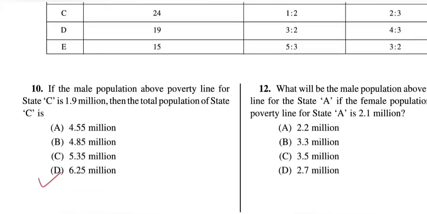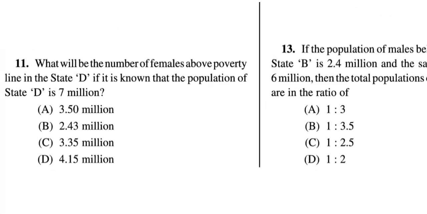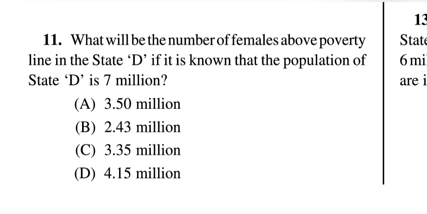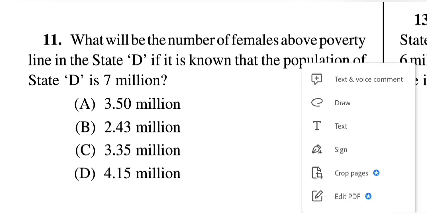Okay, then we have next question. Next question is saying, what will be the number of females above poverty line in the state D if it is known that the population of state D is 7 million? 3.50 million, 2.43 million, 3.35 million, 4.15 million. Correct will be number B, that is 2.43 million.